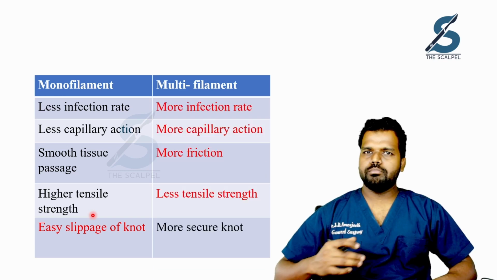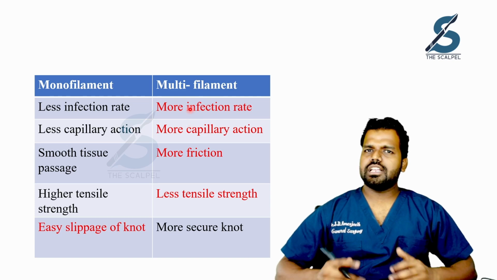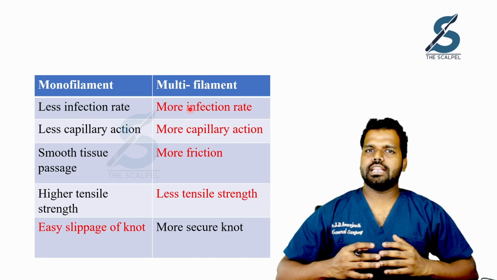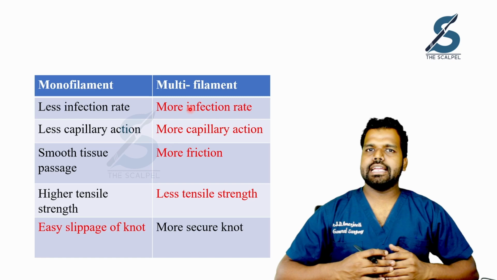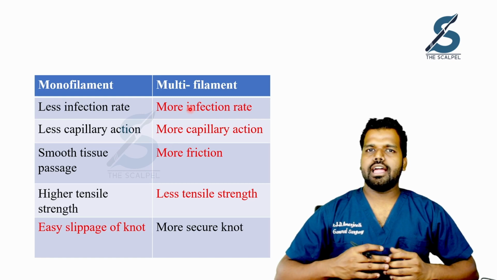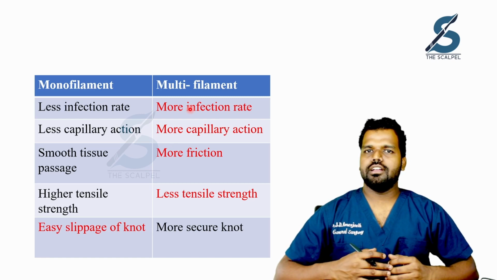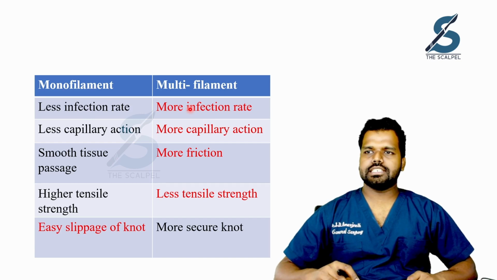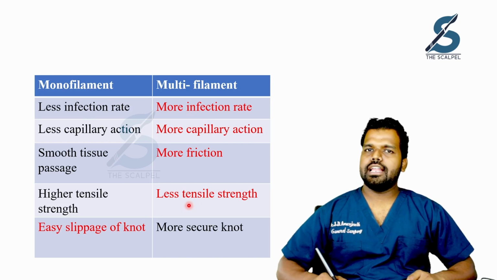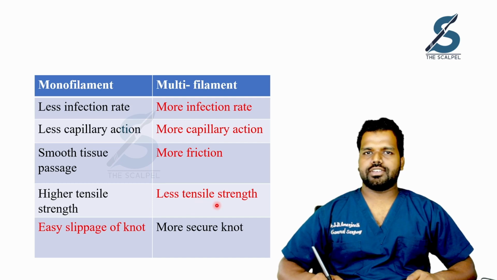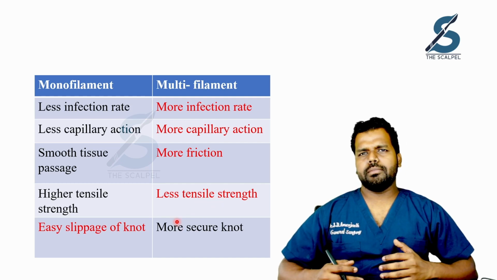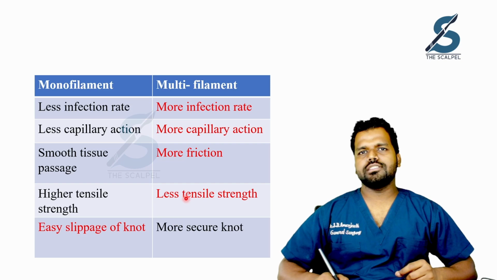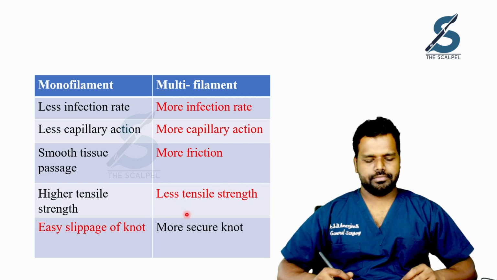Now let's come to multifilament suture material. As there are multiple filaments in the suture material, the bacteria can easily get lodged into it and there is high risk of infection. Because of the same reason, there is high capillary action, more friction, and less tensile strength. And because of the multifilament nature, the knots in these sutures are much more secure.